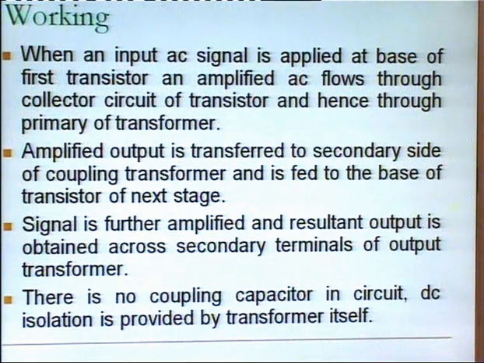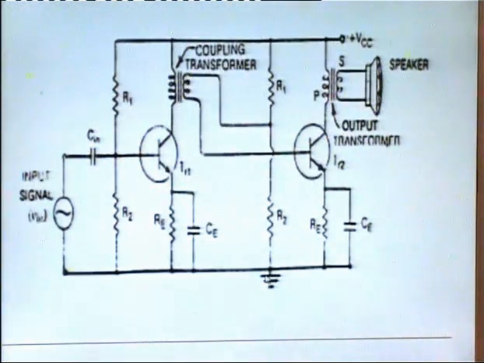Again the working is explained. When an input AC signal is applied at the base of the first transistor, amplified AC flows through the collector circuit of the transistor and hence through the primary of the transformer. Amplified output is transferred to the secondary side of the coupling transformer and is fed to the base of the transistor of the next stage. We have seen that this signal is further amplified and the resultant output is obtained across the secondary terminals of the output transformer. Now, here we have no coupling capacitor in the circuit and DC isolation is provided by the transformer itself. Again the diagram, at the output we are having here the amplified version, that is twice amplified.